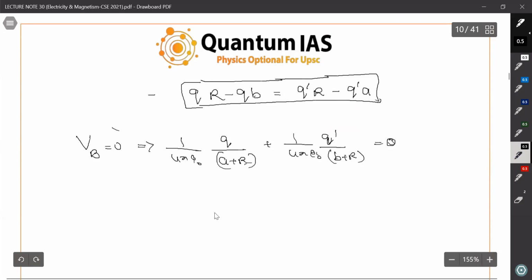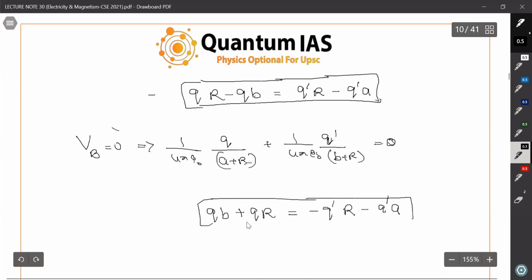So this will be what? QB plus QR is equals to minus Q dash R minus Q dash A. Right. So these two equations are there, equation number 1 and equation number 2.